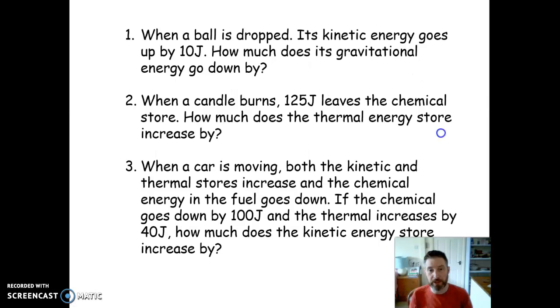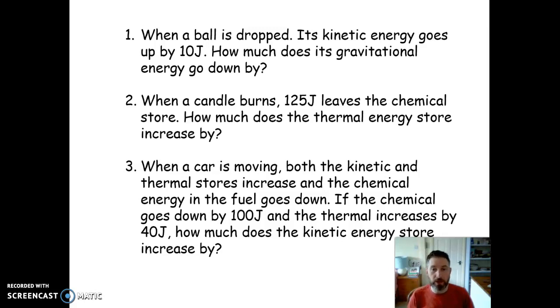So here's some examples. When a ball is dropped, its kinetic energy goes up by 10 joules. How much does its gravitational energy go down by? Now, if you want to pause that and have a think about that, because of the law of conservation of energy, if its kinetic energy goes up by 10 joules, its gravitational potential energy must have gone down by 10 joules.